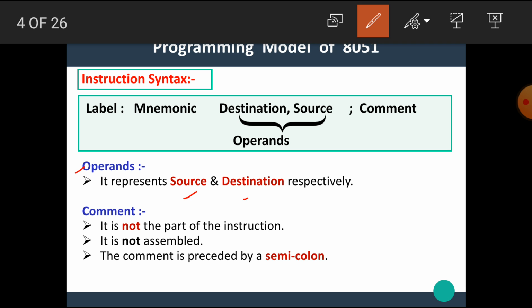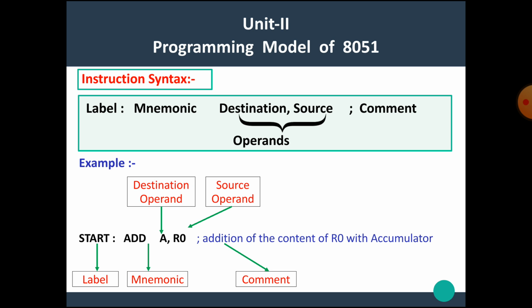And the last part of the instruction is the comment. It is not part of the instruction. It is not assembled. The comment is preceded by a semicolon. That means the comment is not a necessary part of the instruction. It is not necessary to write a comment for each instruction. It gives information about the instruction.